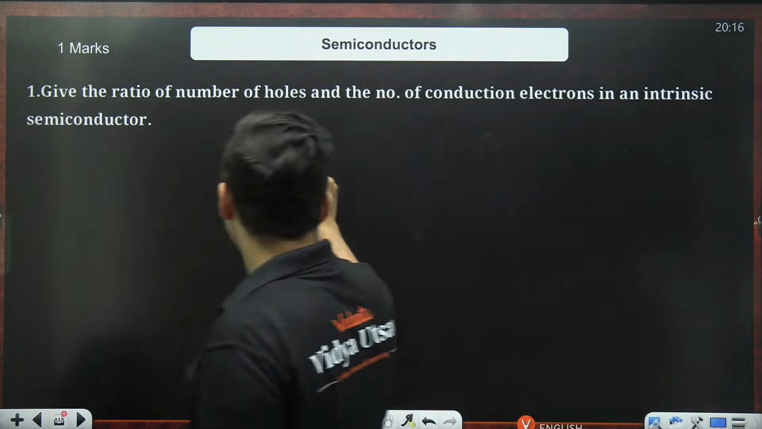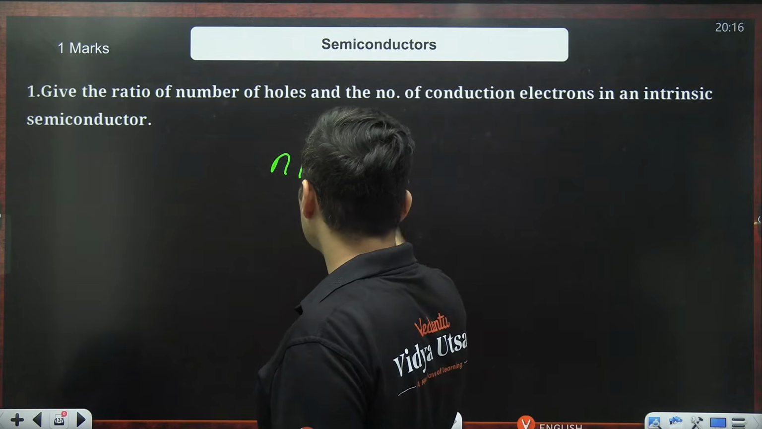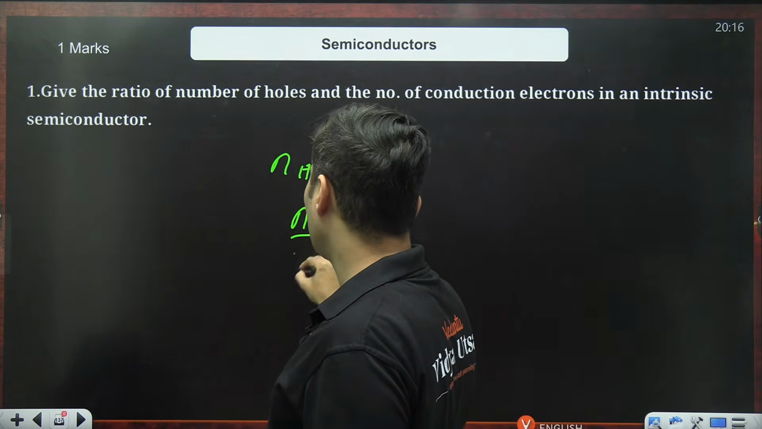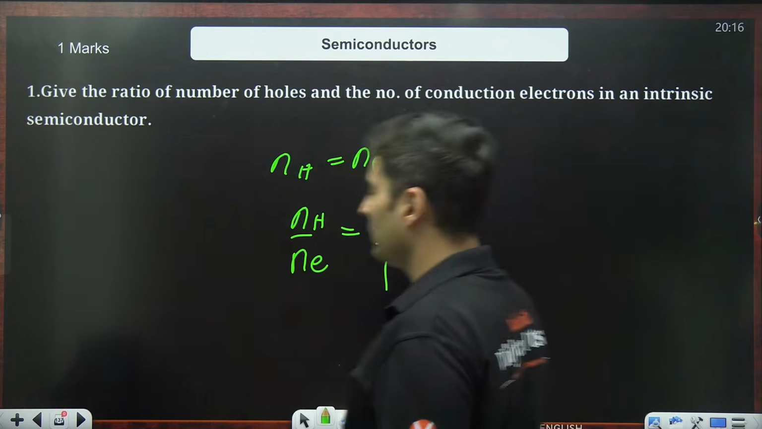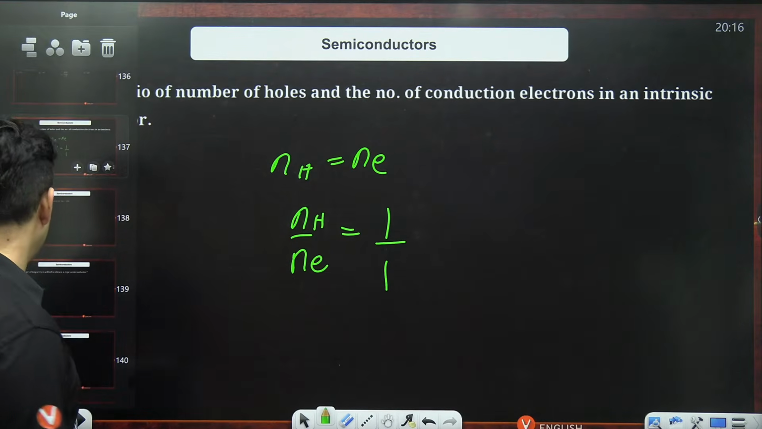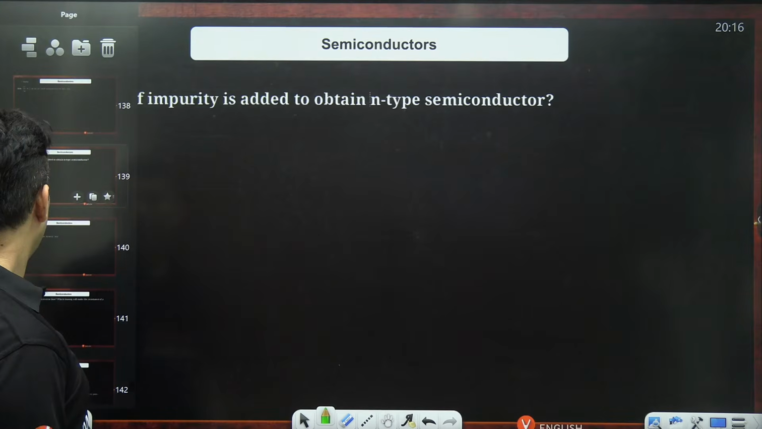Yeah, 1:1. NH will be equal to NE. Yeah, the number of holes will be equal to the number of electrons. So NH by NE will be 1 by 1. Yeah, it's an intrinsic semiconductor. Both will be equal.